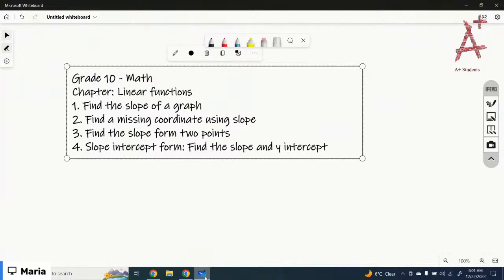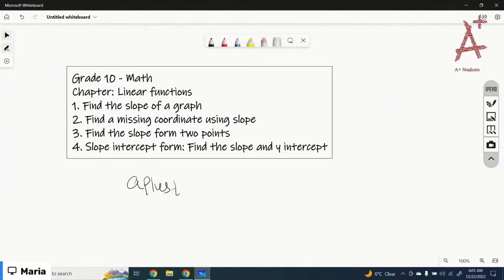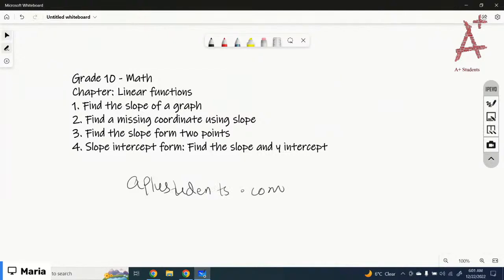So we're going to start with grade 9 maths. You can find all the lessons on aplusstudents.com. You have to log in there using your email address and password as provided by the administrator. Then you have to select math from the subject tab. Scroll down to grade 9 maths. So basically we're working on the chapter from grade 9, got it? The chapter is grade 9 maths and the chapter name is linear functions, got it?